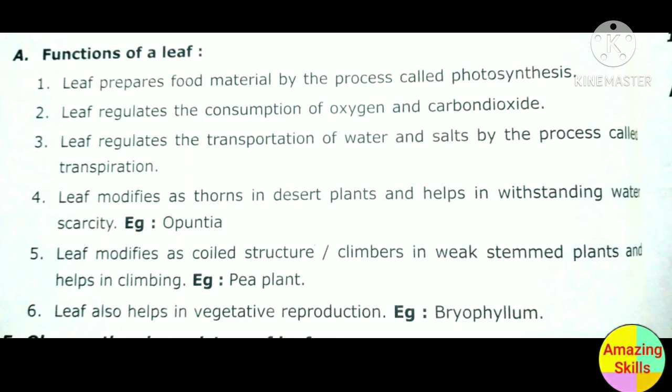Next, the fourth one, the leaf modifies into thorns in desert plants and helps in withstanding water scarcity. Example, Opuntia. You understood, children? To withstand the water scarcity, it forms the leaf as thorns. Next, number 5, the leaf modifies into coiled structures and climbers in weak-stemmed plants and helps in climbing. Example, pea plant. Next, number 6, the leaf also helps in vegetative reproduction, that is Bryophyllum.